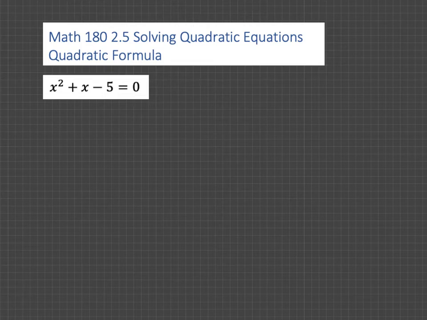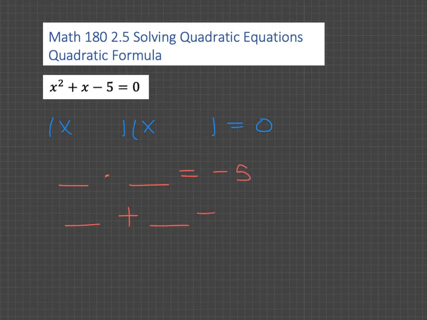Now we want to look at solving quadratic equations with the quadratic formula. So we know how to solve quadratic equations with factoring. So let's look at this example and see about factoring this quadratic so that we can solve for x. It's got a leading coefficient of 1, so we know we're going to have an x and an x, and we need to find the two numbers that multiply to that constant term of -5 and add to the coefficient on the x, which is 1.